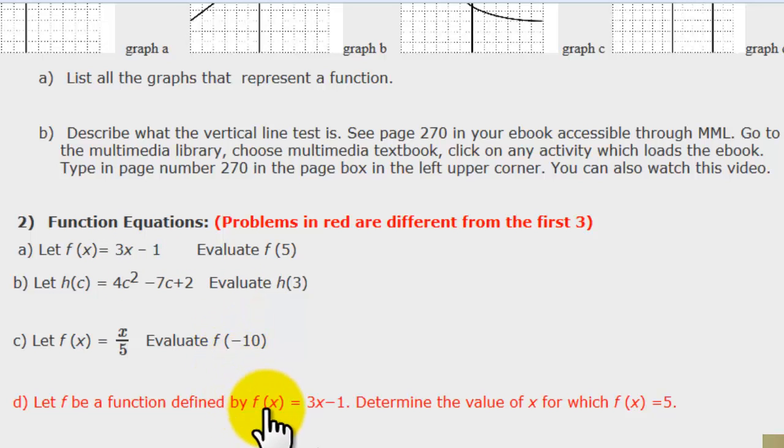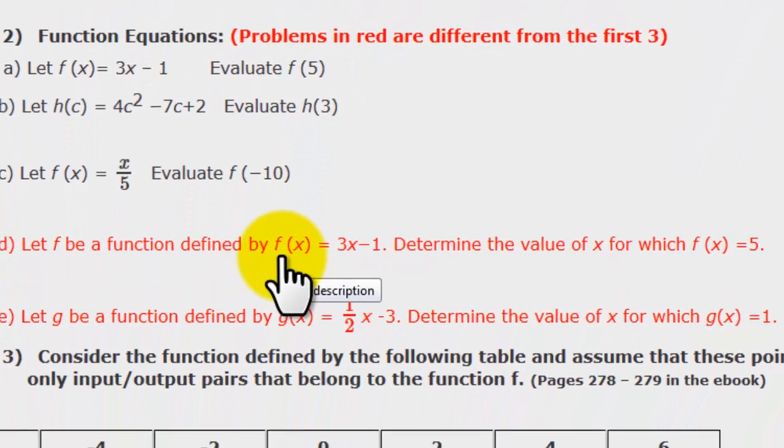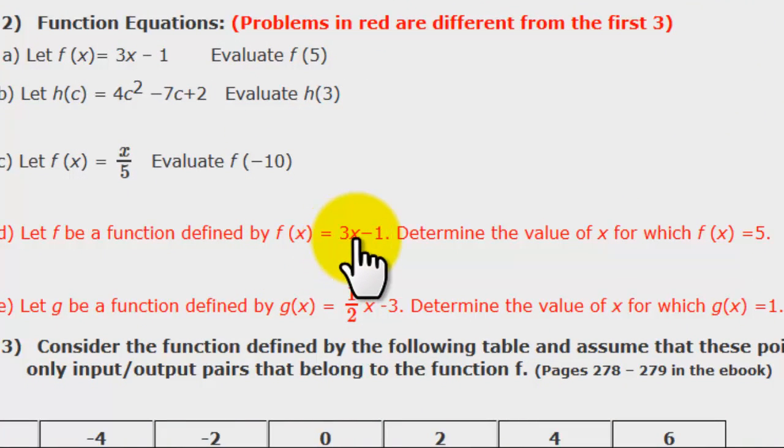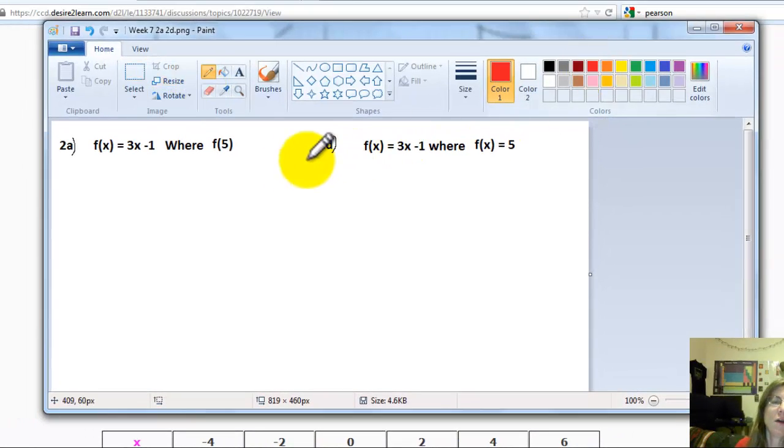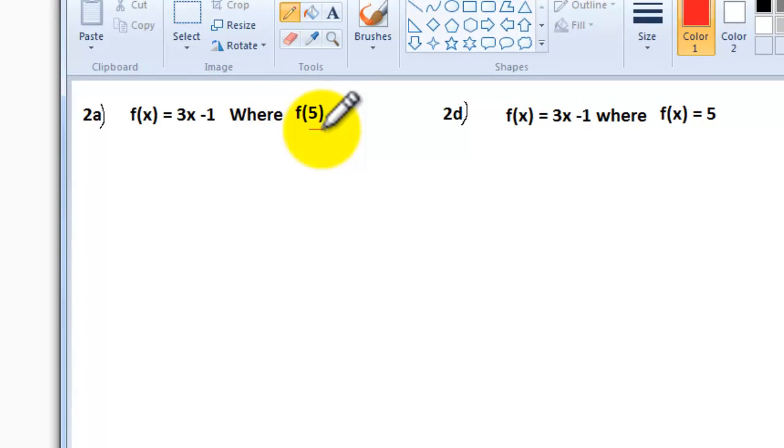But here, when you see it written this way, it's the same so far. f of x equals 3x minus 1. However, in this situation, the x is not given. The entire function equals 5. So this whole piece, 3x minus 1, is set equal to 5. And then you solve for the x. So that's the difference. Where we're going to take our lovely 5 value and replace it.